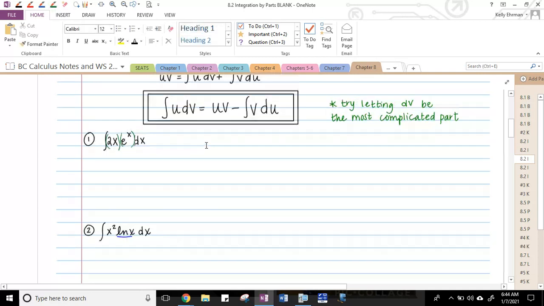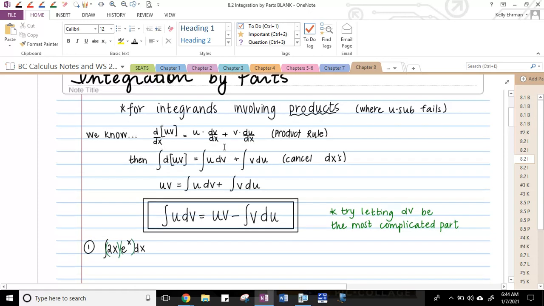This is basically the product rule for integrals. We start with what we know. So we do know a product rule for taking derivatives of a product of two functions. So if I want to take the derivative of u times v, that would be the first function times derivative of the second, plus second function times derivative of the first. So that's the product rule. And then since all of these have a denominator of dx, I could multiply by dx and cancel those out.